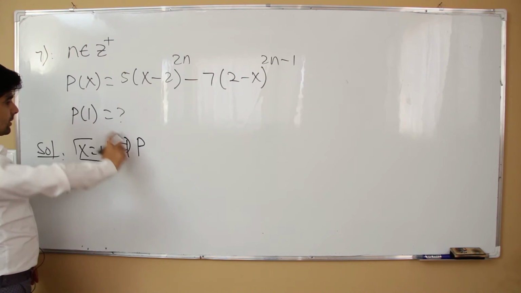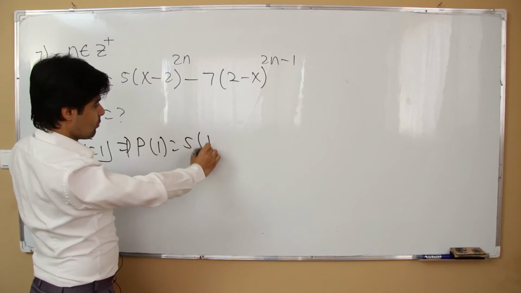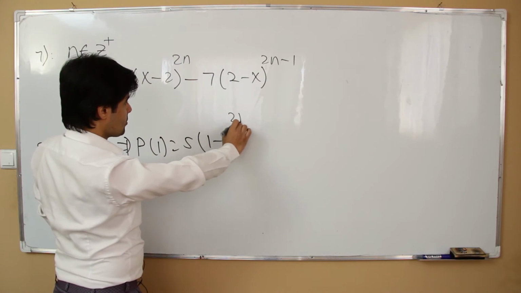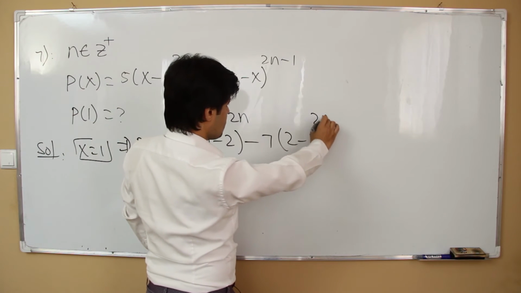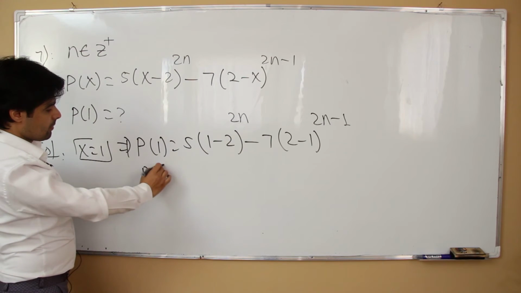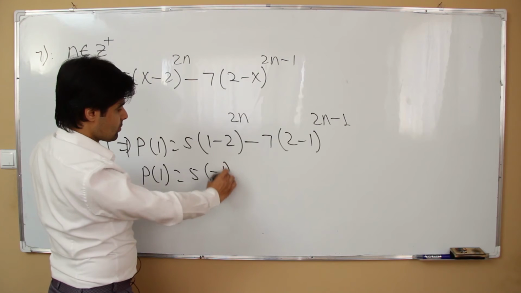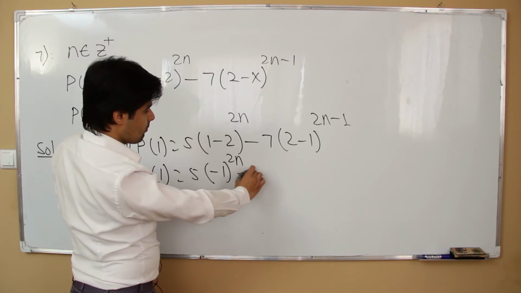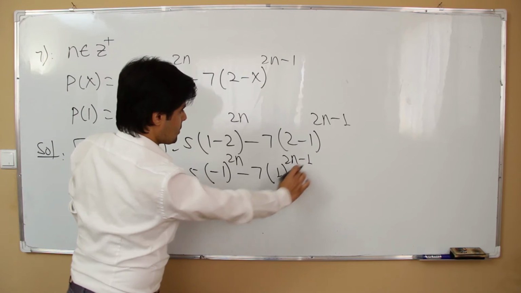P(1) is equal to 5 times (1 minus 2) raised to the power 2n minus 7 times (2 minus 1) raised to the power 2n minus 1. So you will find P(1) is equal to 5 times (1 minus 2), it's minus 1, raised to the power 2n, minus 7 times (2 minus 1), it's 1, raised to the power 2n minus 1.